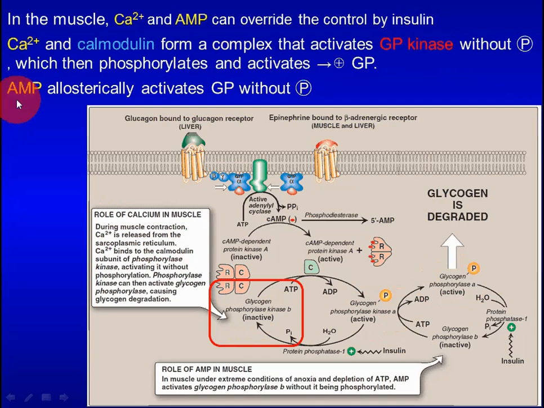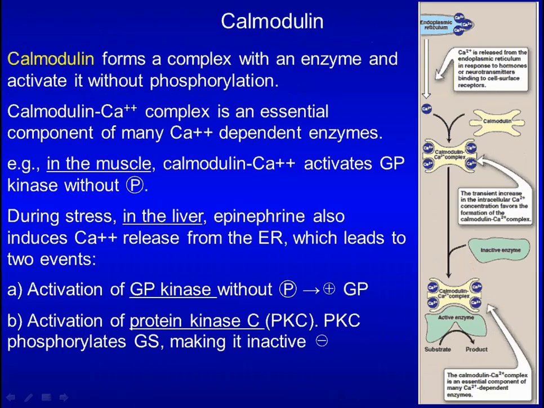AMP allosterically activates glycogen phosphorylase. Here is glycogen phosphorylase. AMP can directly activate this enzyme without phosphorylation. The calmodulin calcium complex is an essential component of many calcium-dependent enzymes. Besides control of glycogen degradation in muscle, the calmodulin calcium complex also controls glycogen degradation in the liver.